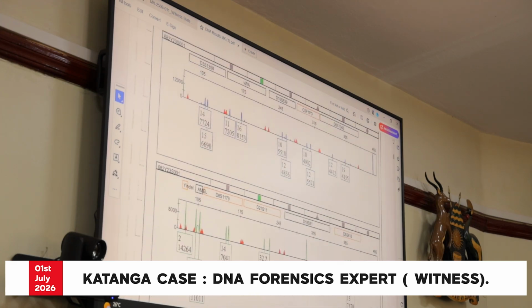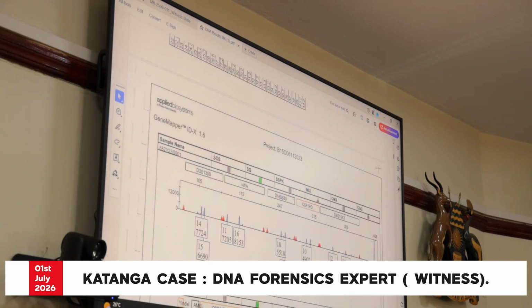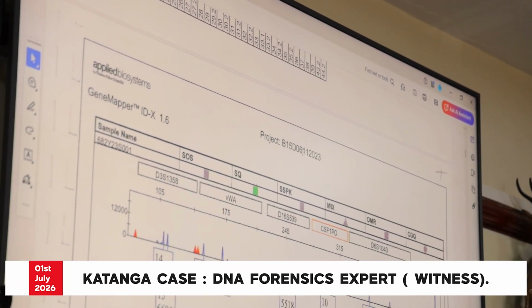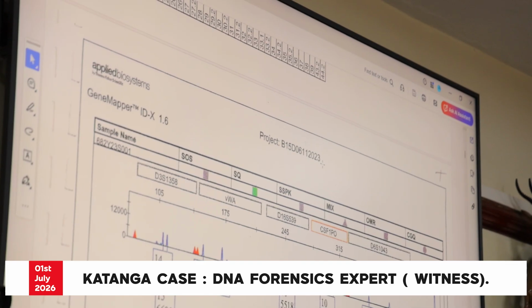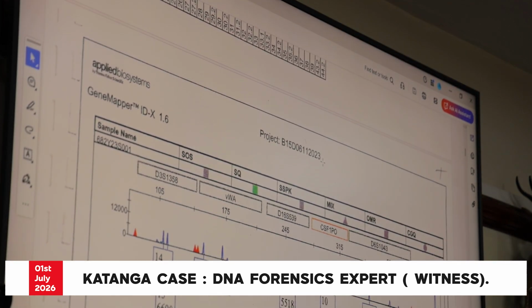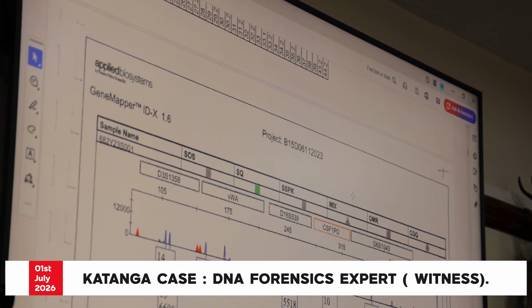So from sample one, each EPG is printed, and you're looking at where it says project. So it's B15D06112023. Would that represent the date 6th November 2023? It might. How the individual labs give titles to individual projects is entirely up to them, as long as it's unique and this project is identifiable, then they designate it.